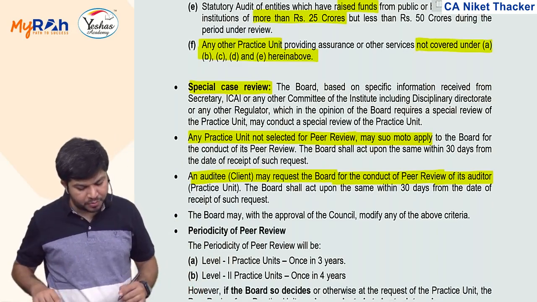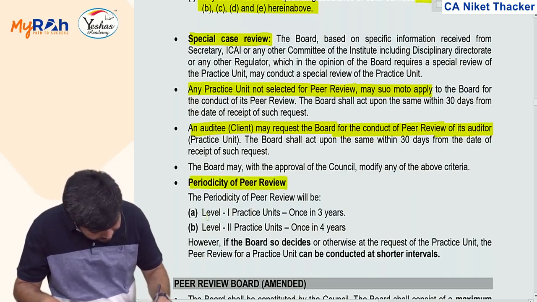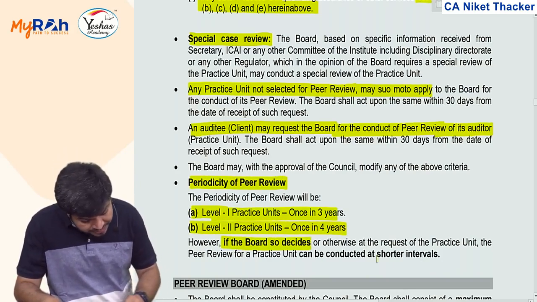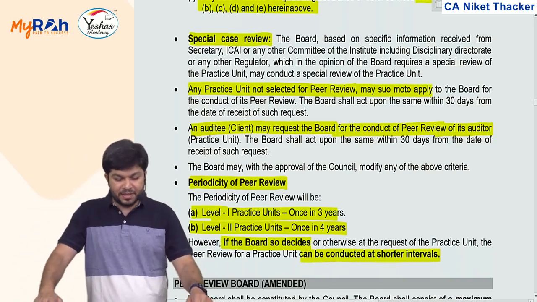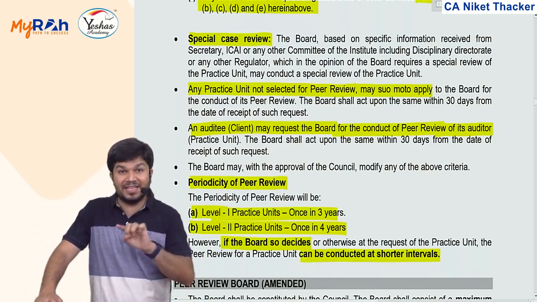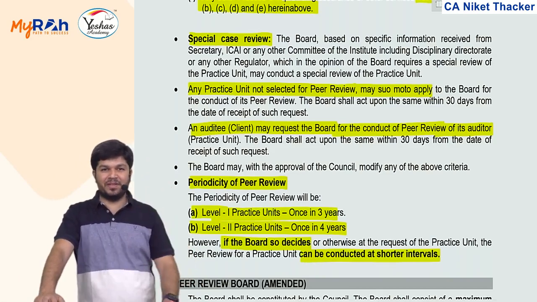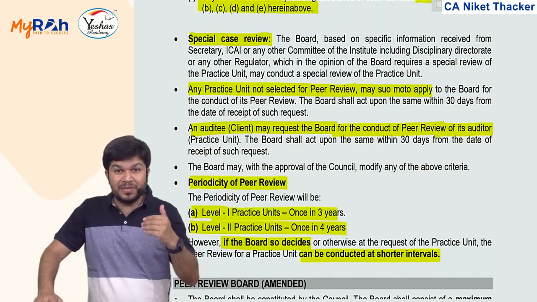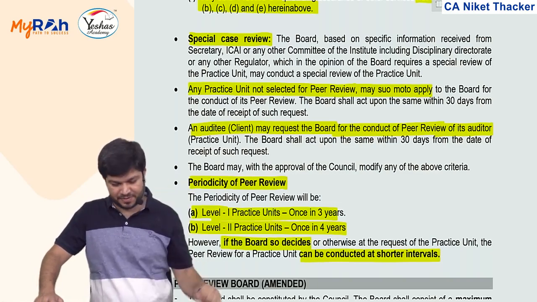And board may, with approval of council, modify the criteria. Periodicity, level 1 PU once in 3 years, level 2 it is once in 4 years. If board decides, it can be at shorter intervals. हो गया. This is when your peer review will come, either once in 3 years or once in 4 years.